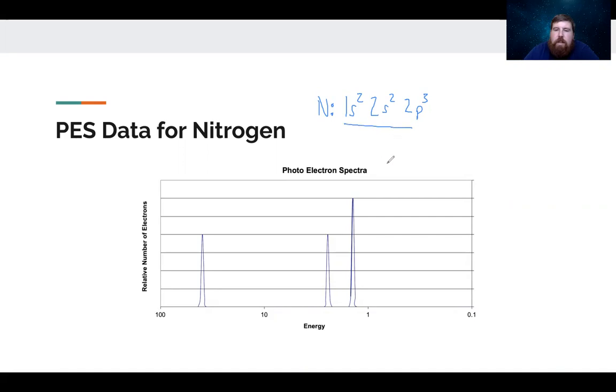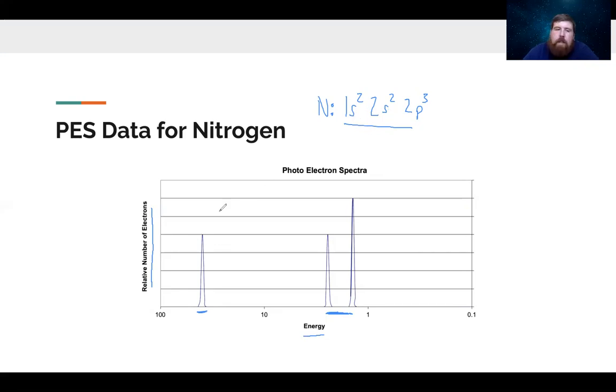And interestingly enough, the graph below represents this electron configuration. What I want to point out are a couple things. First, I want to point out the axes. So the y-axis here is the number of electrons, and the x-axis is the energy. As you can see, the 2 peaks here are fairly close to each other, and then this first peak is fairly far away.